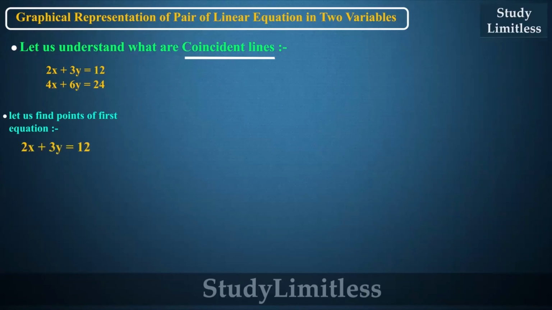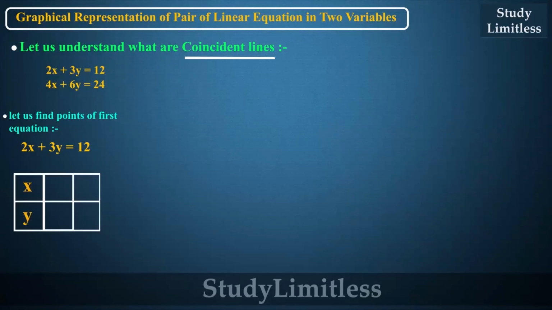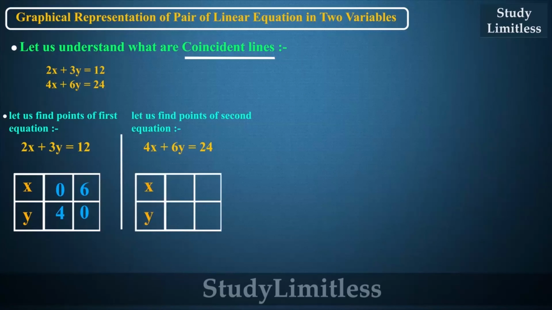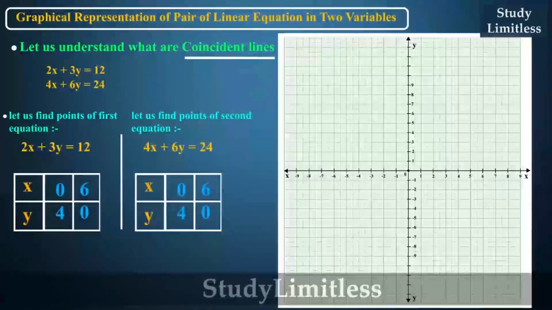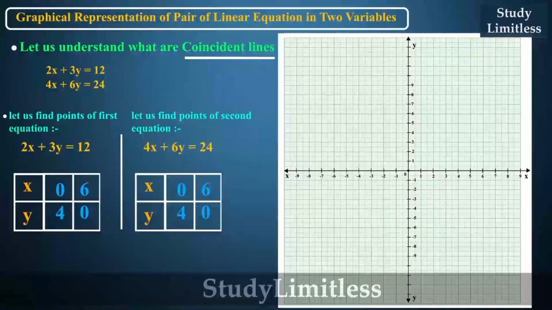Let us find 2 points on the first line. For the first line 2x plus 3y is equal to 12, we have got 2 points as (0, 4) and (6, 0). And for the second equation, 4x plus 6y is equal to 24, we have got 2 points as (0, 4) and (6, 0). As you can see, from these 4 points, 2 points are common. That means these points are the same. Now let us plot these points on the graph and see how these lines look.